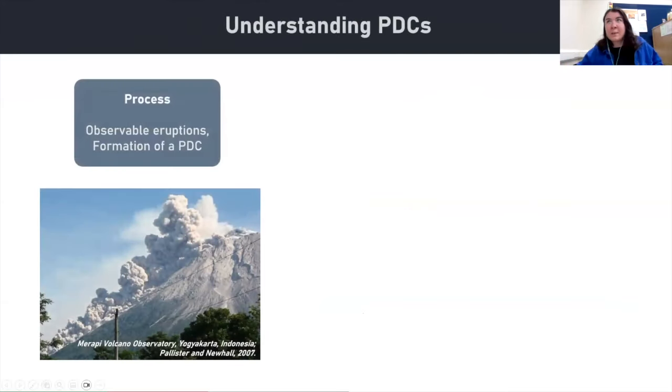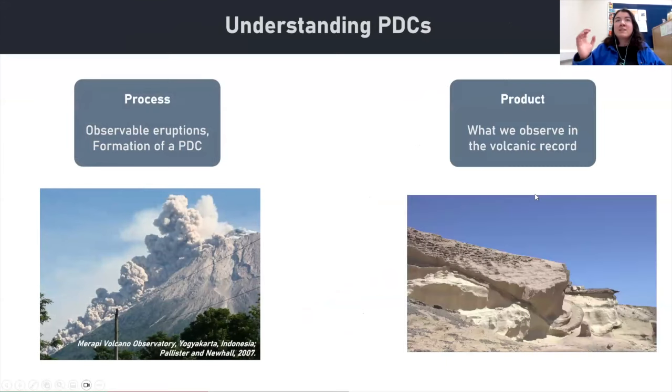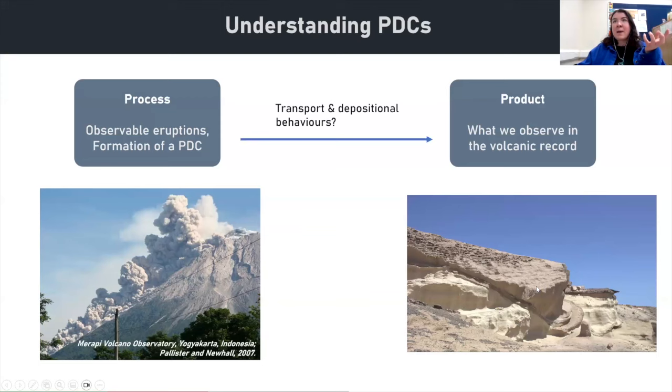When we think about understanding PDCs, we can think from process to product. So process is the observable eruptions, so the formation of a PDC. But I don't want to be close to a PDC. They're quite hazardous, so it's quite difficult to see them, and they're quite unpredictable. And then we have the product, which is what we observe in the volcanic record. So as volcanologists, we go out and we look at quite detailed stratigraphy and begin to unpick the deposit and try and relate them back to behaviours that are happening in the transport and depositional processes.